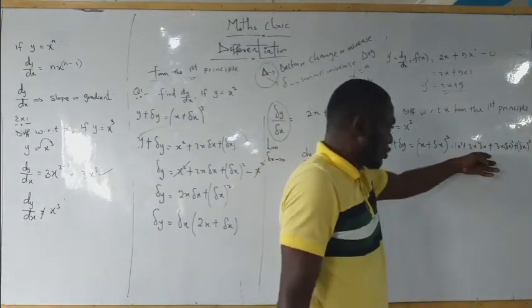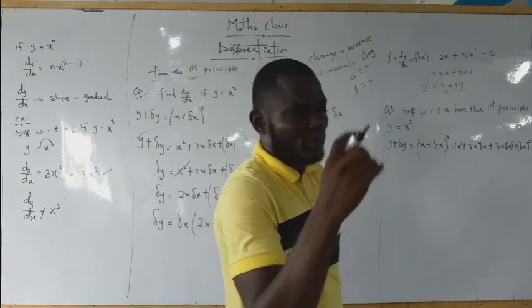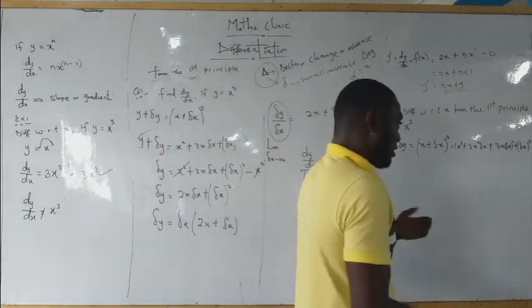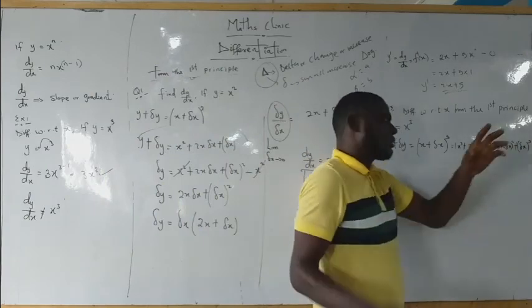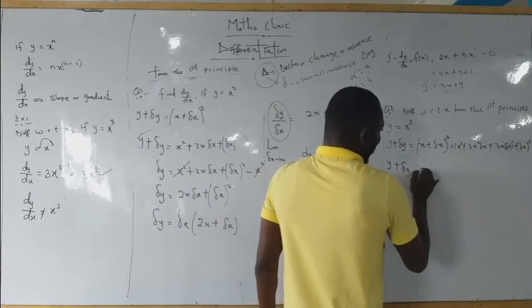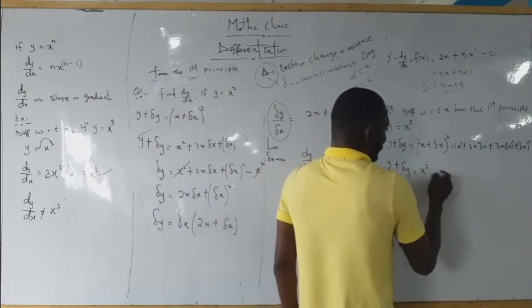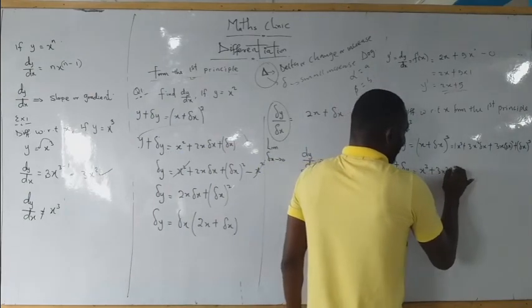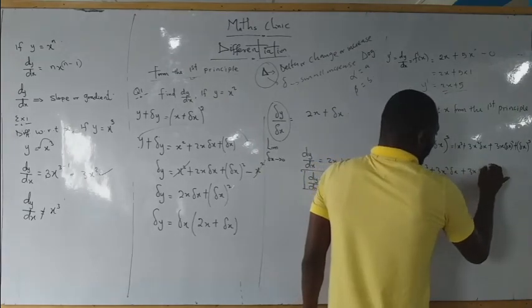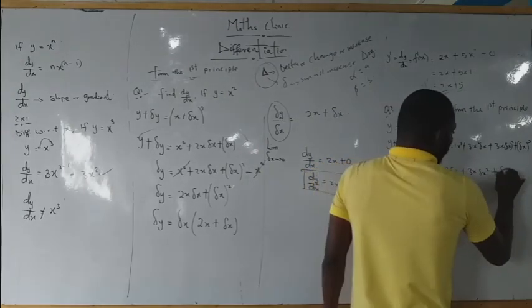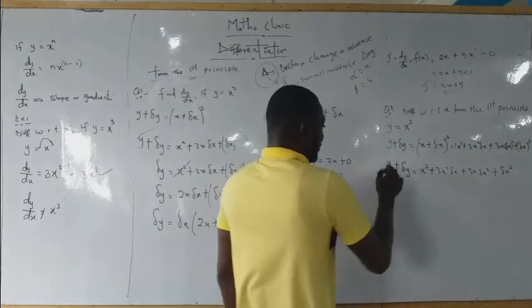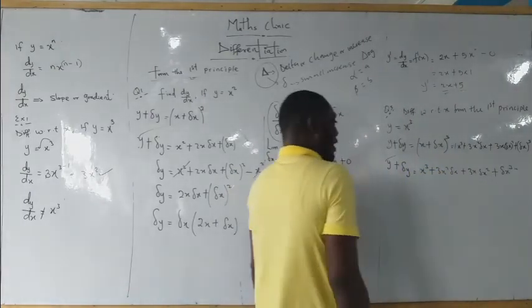You can expand this by opening 3 brackets, it will still give you the same thing. What I use here is what we call Pascal triangle. Okay? Just expand it directly. So we can have y plus dy equals x cubed plus 3x squared dx plus 3x dx squared plus dx raised to power 3. Take this to the other side. Take y to the other side.